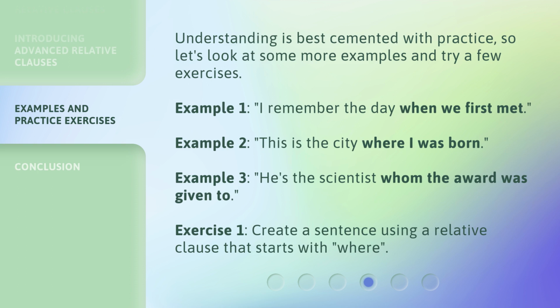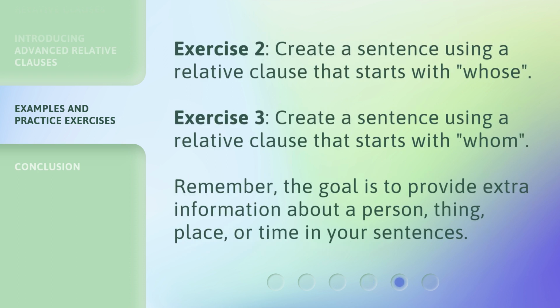Exercise 1. Create a sentence using a relative clause that starts with where. Exercise 2. Create a sentence using a relative clause that starts with whose. Exercise 3. Create a sentence using a relative clause that starts with whom. Remember, the goal is to provide extra information about a person, thing, place, or time in your sentences.